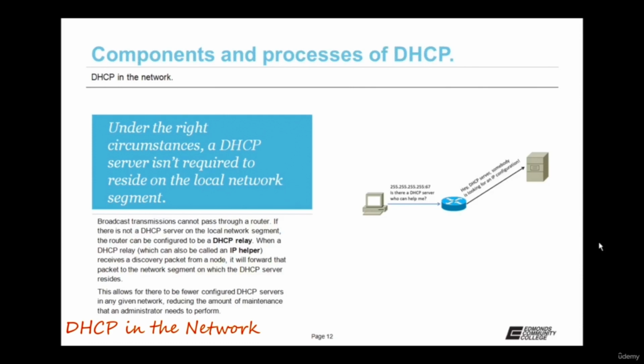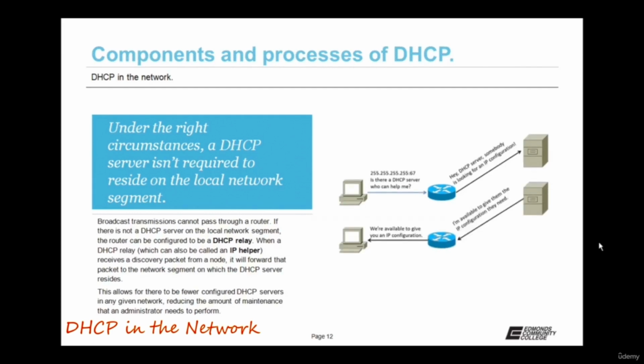Now, as a general rule, broadcast transmissions cannot pass through a router. But if there is not a DHCP server on the local network segment, the router can be configured to be a DHCP relay. When a DHCP relay, also called an IP helper, receives a discovery packet from a node, it will forward that packet to the network segment on which the DHCP server resides. This allows for there to be fewer configured DHCP servers in any given network, reducing the amount of maintenance that an administrator needs to perform.